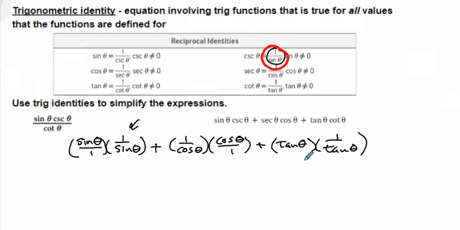All right, so pretty simple here. We'll put that over 1. And what happens here is sine of theta times 1 is sine of theta, all over 1 times sine of theta. And I think you can see where this is going. You're going to have 1 times cosine of theta on top. So you have cosine of theta over cosine of theta plus tangent of theta over tangent of theta.